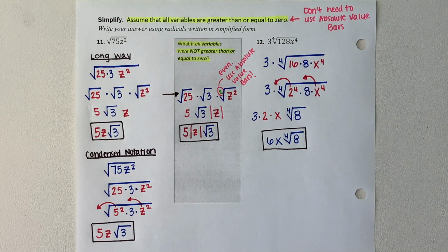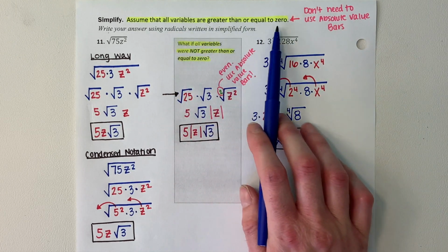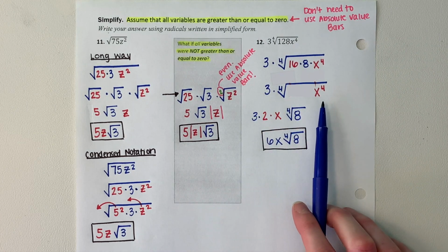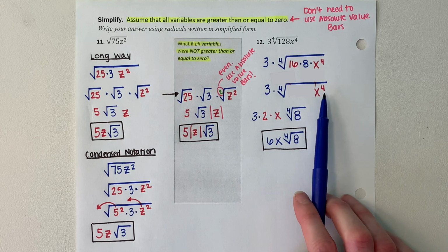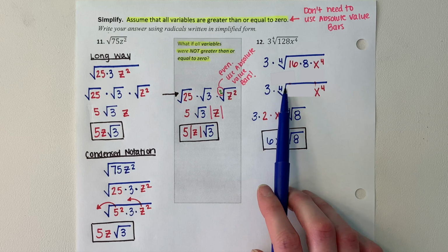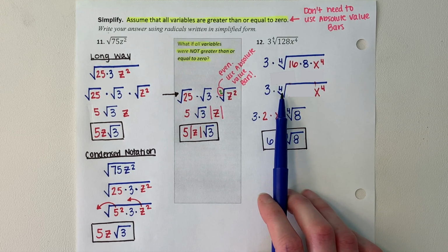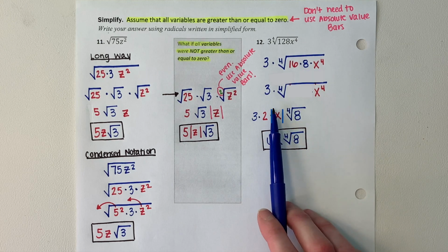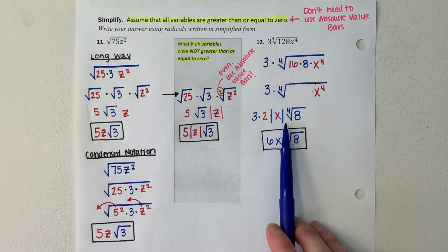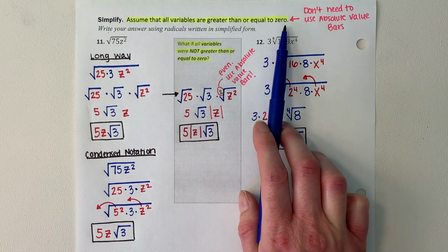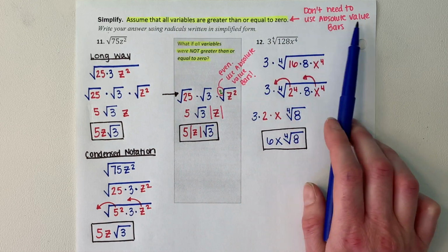Let's pretend for a minute that we were not told that the variables are greater than or equal to 0. So if we just focus on the 4th root of x to the 4th, since the index matches the exponent, they're inverse operations and they cancel, but remember that when this is even, you need to use absolute value bars. So if we weren't assuming that all of the variables were greater than or equal to 0, then we would put absolute value bars around this x. But again, for all of the problems that we will see throughout the rest of the chapter, the instructions will say that we can assume that all variables are greater than or equal to 0. So we won't have to use absolute value bars.